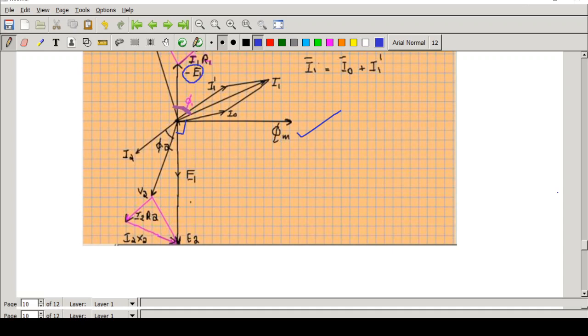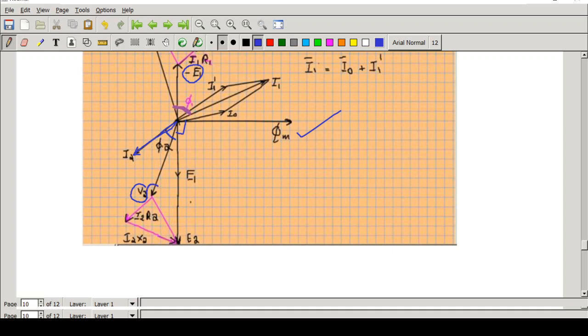Okay. Then what about I2 and V2? So this is an inductive load. So if this vector is I2, this will represent V2 because I2 is lagging behind voltage by an angle phi 2. So first you have to draw this. In the previous figure I2 and V2 were in one line, but here you can see I2 is lagging behind V2. The rest is the same.